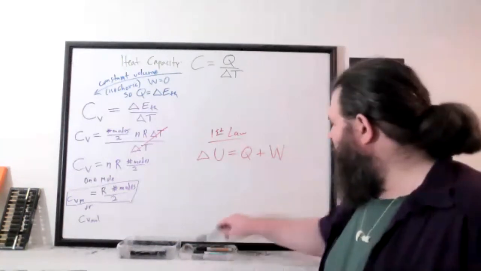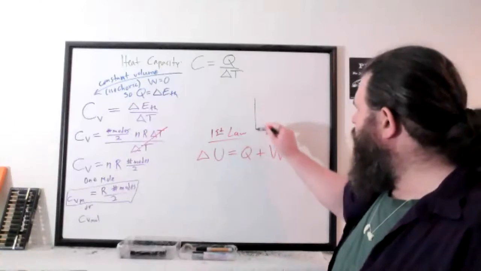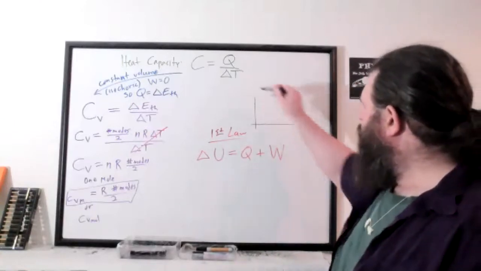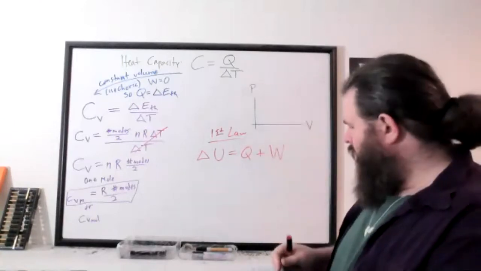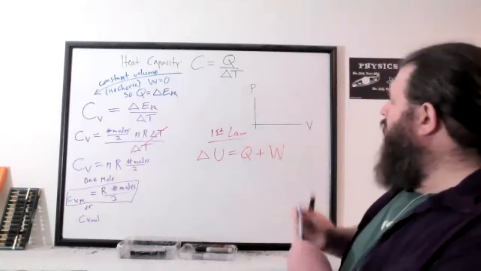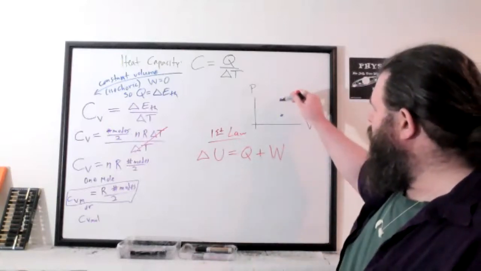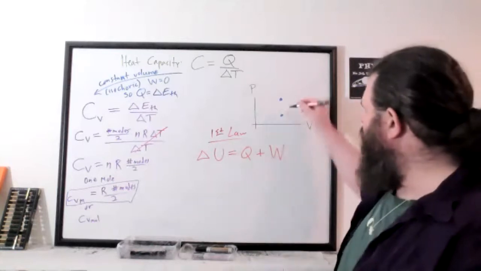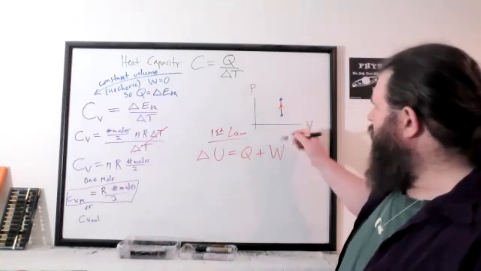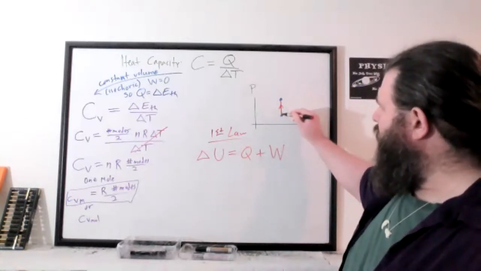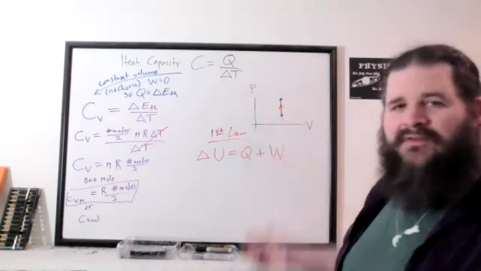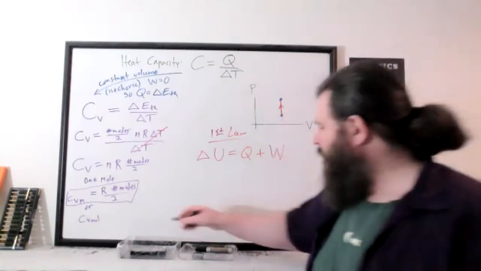Yeah, if we go back to the pressure volume graph, if this had been constant volume, let's say it looked like this. Integral is the area under the curve, but if this is a vertical line, the area under the curve is 0, so no work at all.